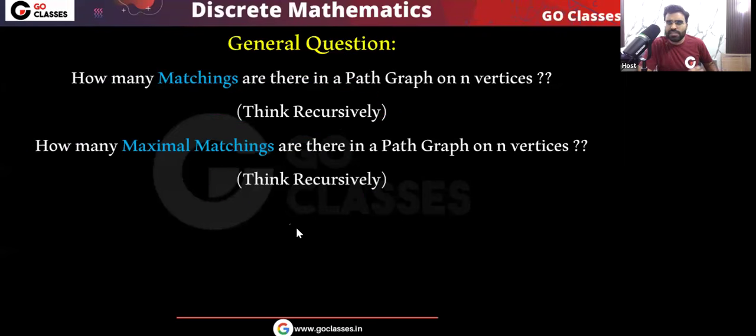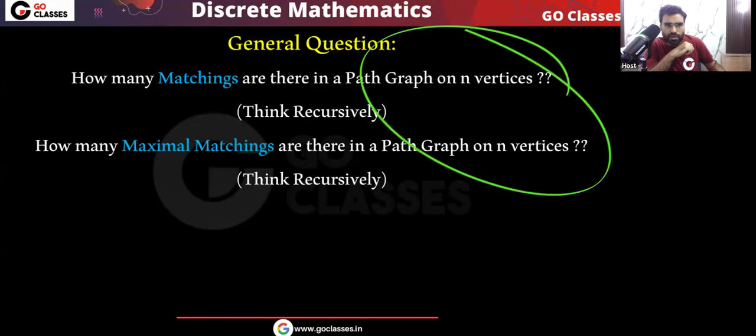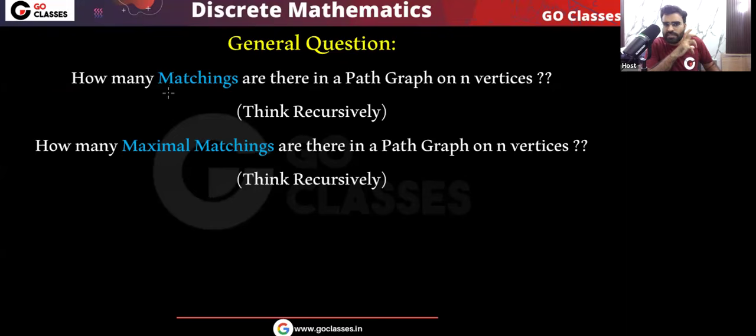Okay, and you will see the difference when we think recursively. To find the number of matchings and the number of maximal matchings in Pn, you will see the difference. When we find the number of matchings, then we will think about matching only. And when we find the number of maximal matchings, then we will think about maximal matching. Okay, you will see the difference.